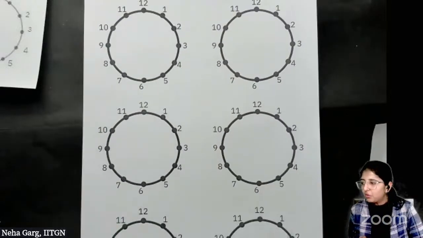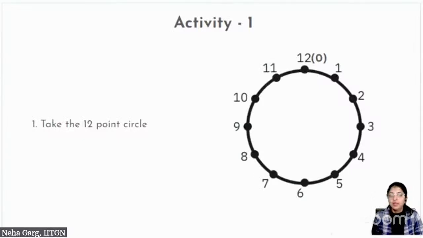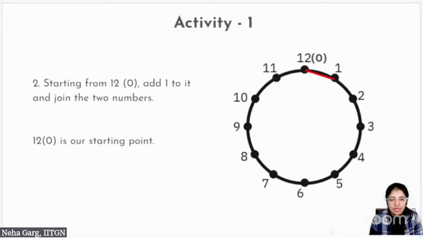So what we are going to do in this activity, we have these circles which have 12 points on them, and we will consider that the 12th point is also the 0th point. Because this is a circle, I can also consider my 12th point as the 0th point. Now what I'm going to do is, starting from this 0th point, I am going to add 1 to it and just join the two numbers.